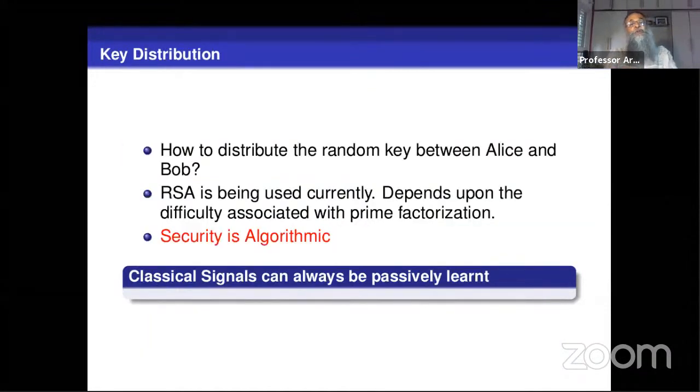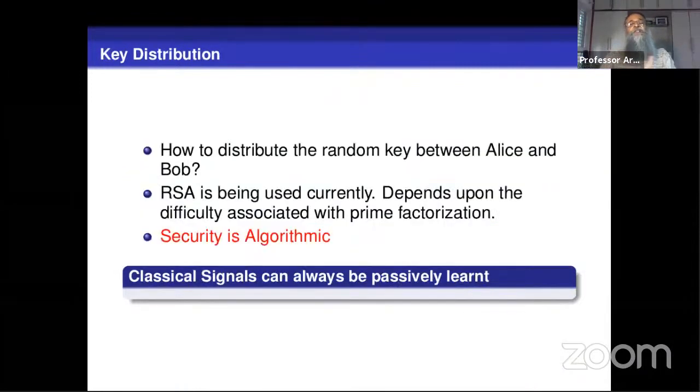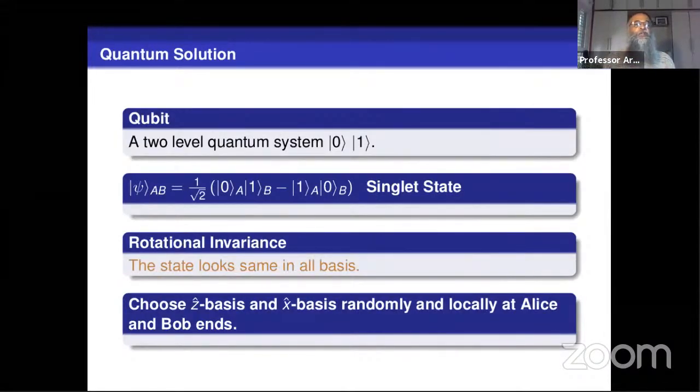Now the problem of sharing randomness is technically called key distribution. So there are classical ways of distributing keys like RSA. I thought I'll explain RSA today, but time is not really permitting that. But all classical ways of exchanging keys or distributing keys are fundamentally insecure. And the solution which comes is a quantum solution. Let me describe to you that quantum solution.